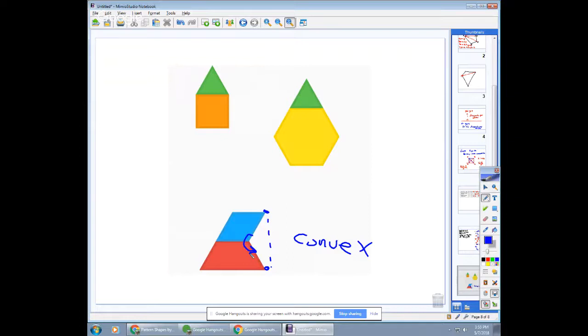Okay. Up here, any diagonal, so from here to any other point is inside. From here to any other point is inside. From here to any other point is inside. So this one is definitely convex. Since all of the diagonals live inside of it, or if you measured each interior angle, the interior angle is less than 180.